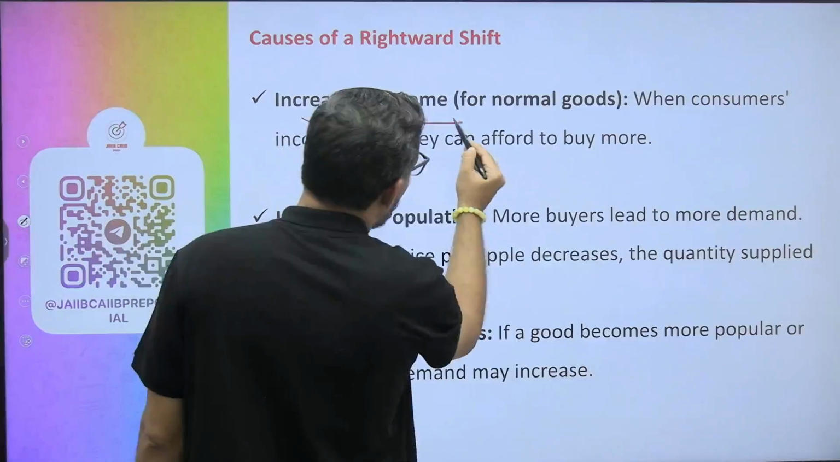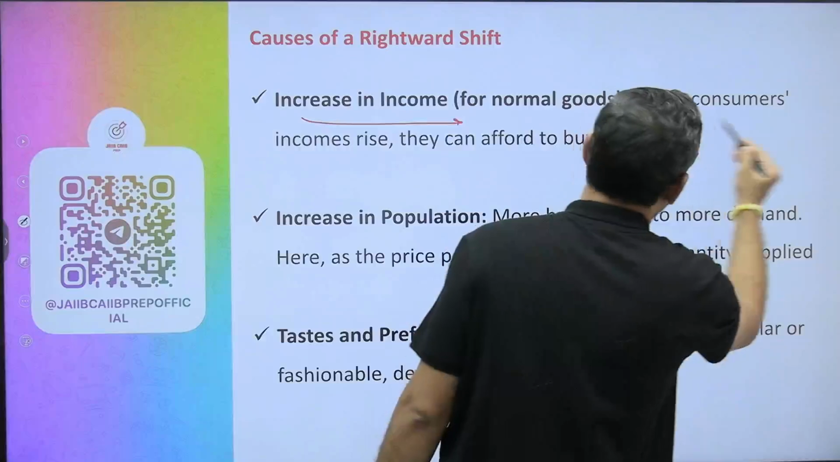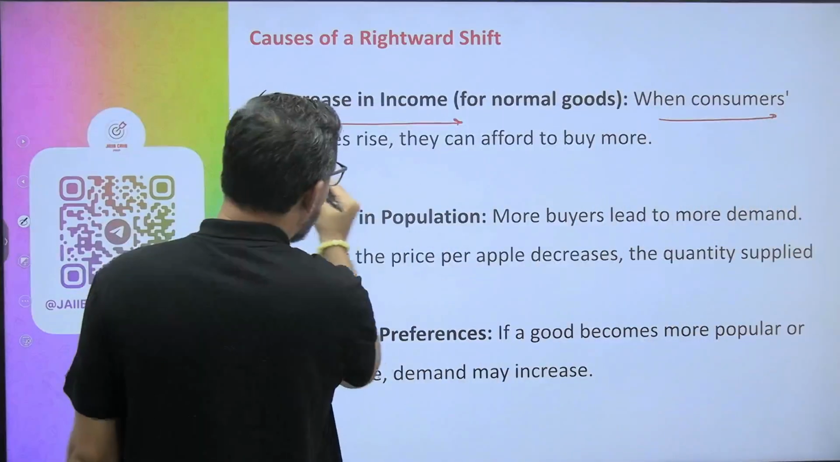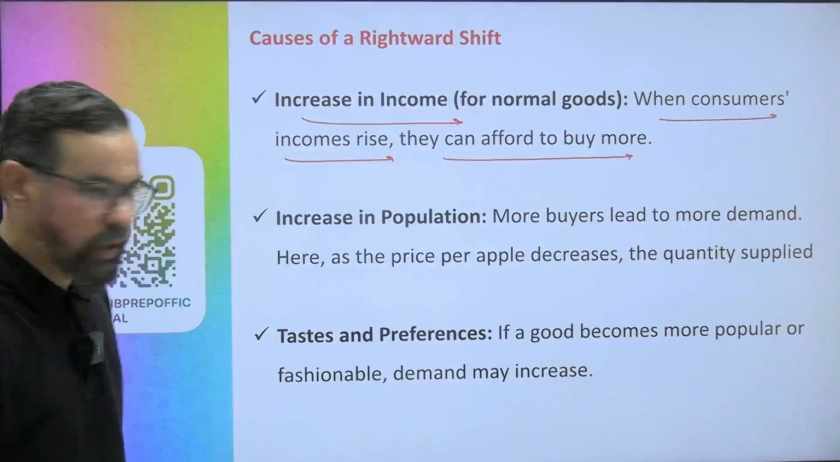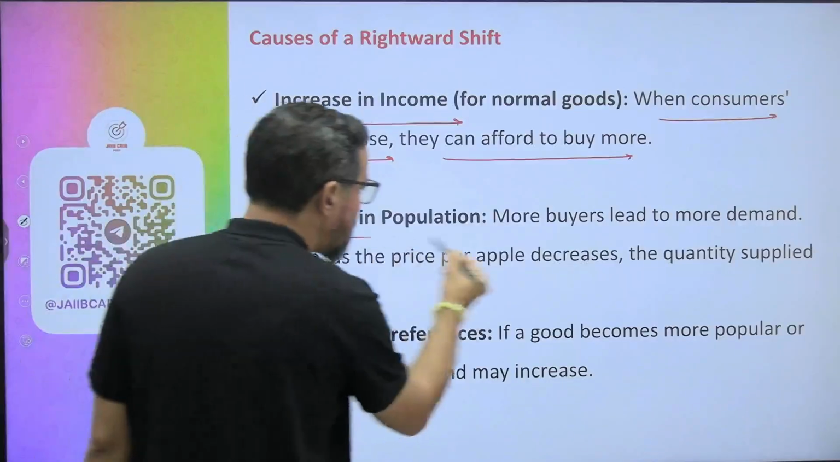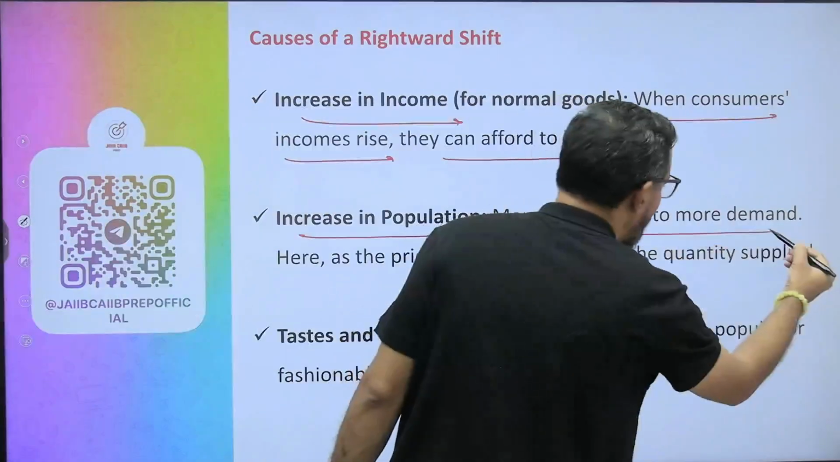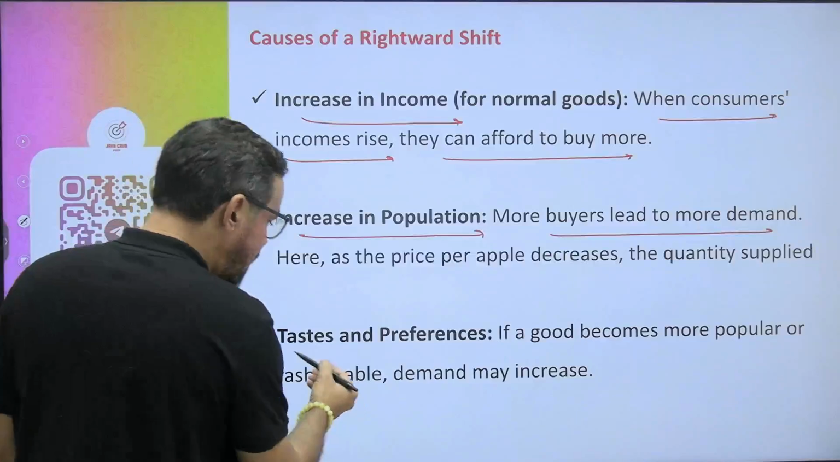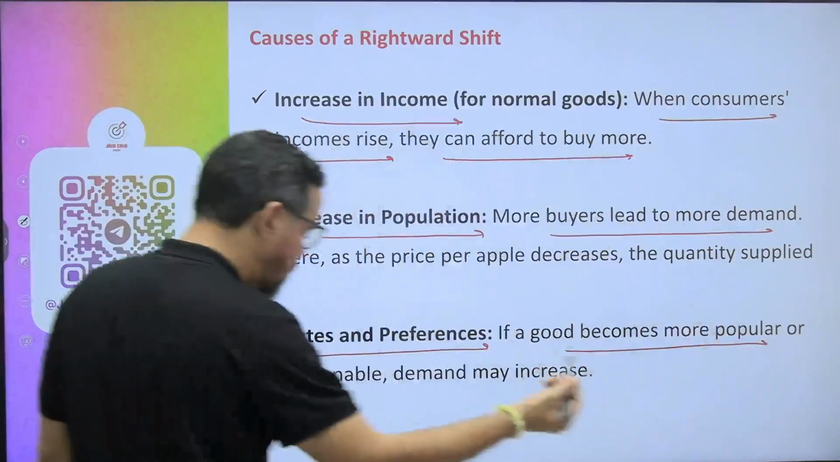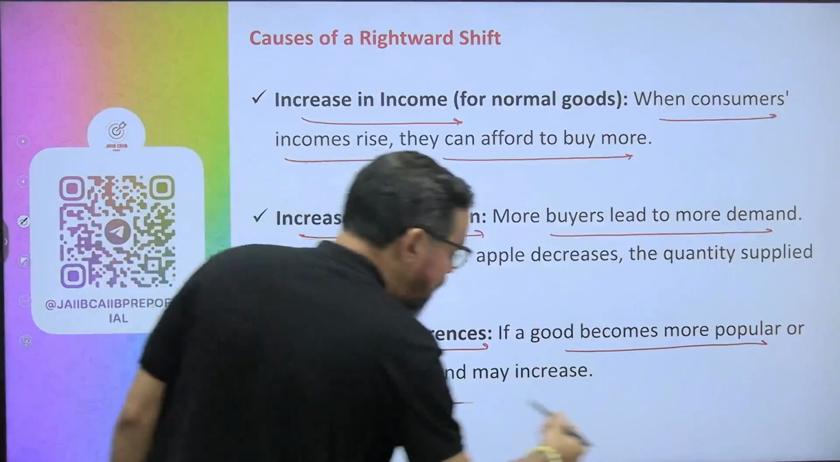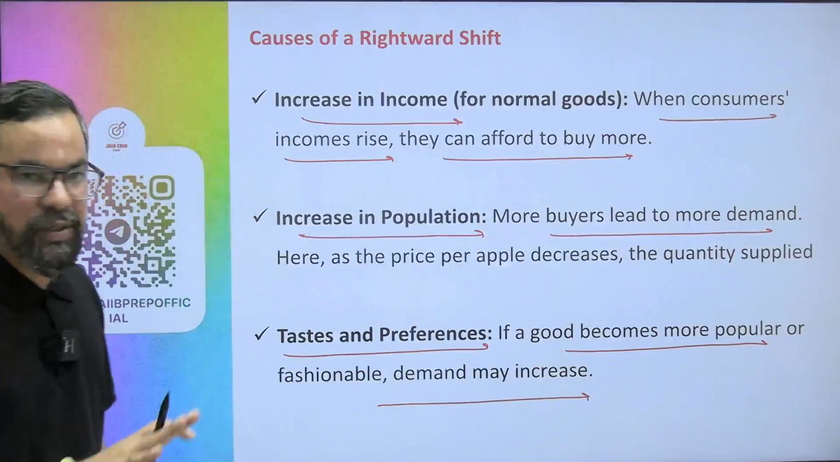Increase in income for normal goods. When consumers' income rises, they can afford to buy more, as I gave you the example. Increase in population: more buyers lead to more demand. So next, taste and preferences. If a good becomes more popular or fashionable, demand may increase, or vice versa, right?